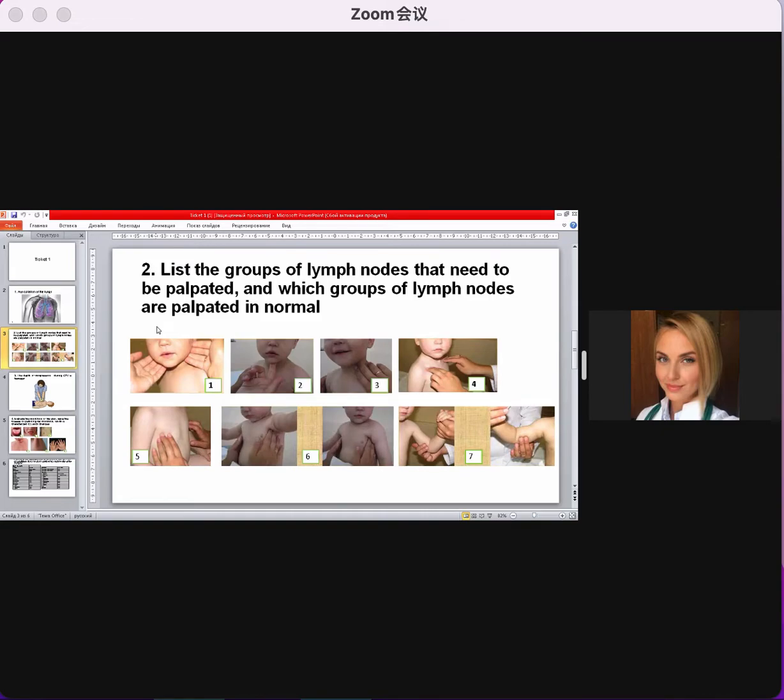So one more time, please answer the question. Which groups of lymph nodes are palpated in normal at this slide? Number 1, 4, 5, 3, 1, 3, 6, and 7. 6, 7, no. This is cubital lymph nodes. They are not palpated in normal. So only 1, 3, 6.